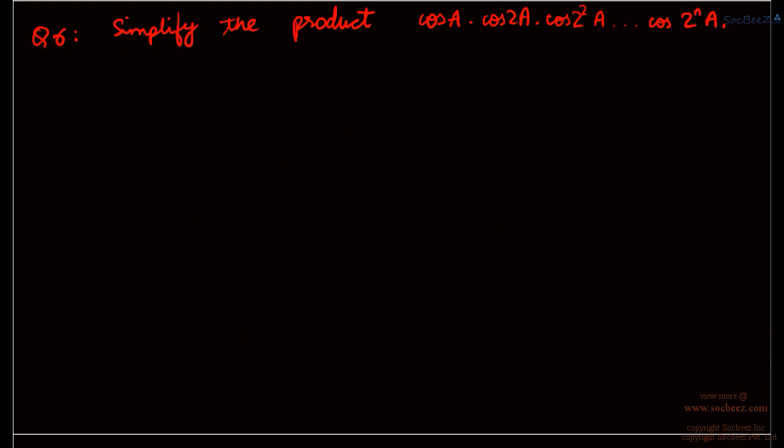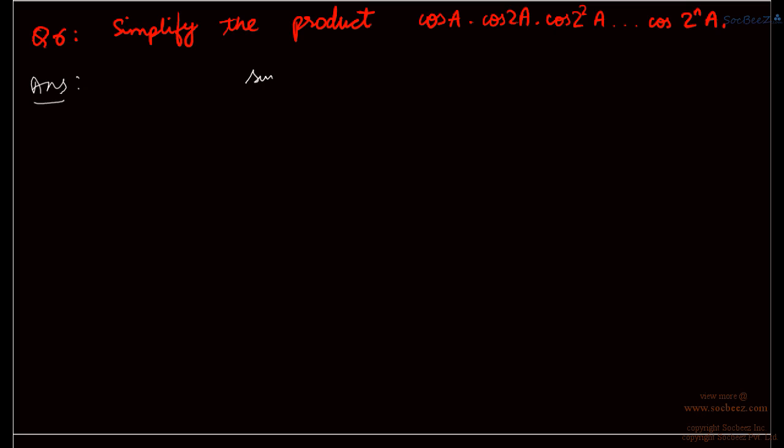So this question says, simplify the product cos A into cos 2A into cos 2 squared A, and the whole chain goes on till cos 2 power n A. Now remember, it's 1, then 2, then 2 squared, it's not 3 here, and then it must be 2 cube, 2 power 4, till 2 power n. So let's see how to solve this kind of question.